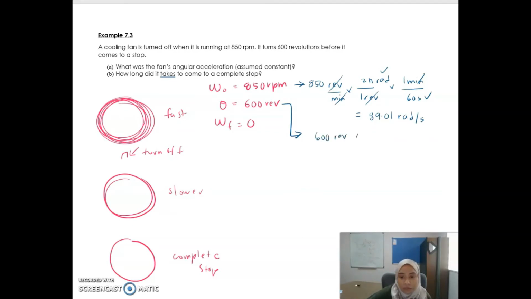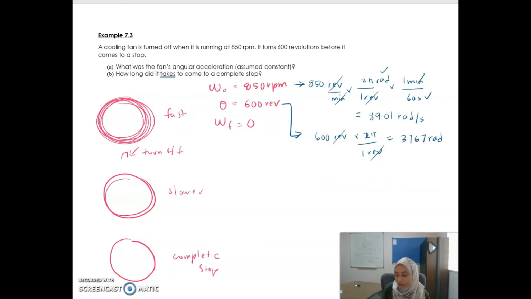And then this one, we have to convert as well. 600 revolutions times 2 pi radians per 1 revolution. So that is eliminated. So you get 3767 radians. So that is your S or your theta.